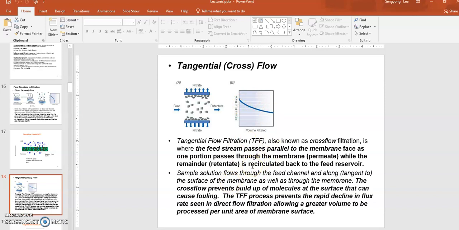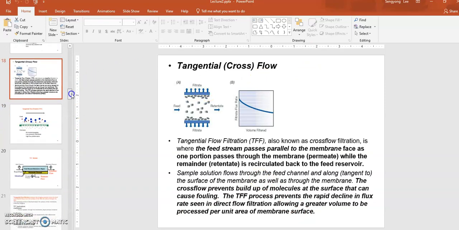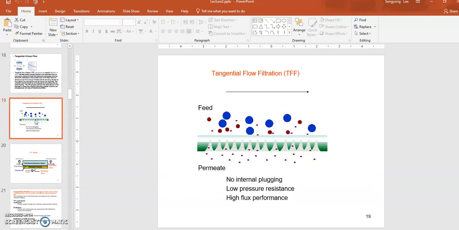So yes, it's going to continue its filtration for a long time without you having to replace the filter. Okay, so if you are doing a large scale filtration, yes, definitely tangential flow filtration is the method you want to use. Okay, so for tangential flow filtration, another name is the TFF method. TFF, you will hear a lot. Tangential flow filtration, TFF. Okay, feeding material going tangential to the filter surface, going parallel to the filter surface. The benefit of doing that is no internal plugging, okay? Low pressure resistance, high flux performance.